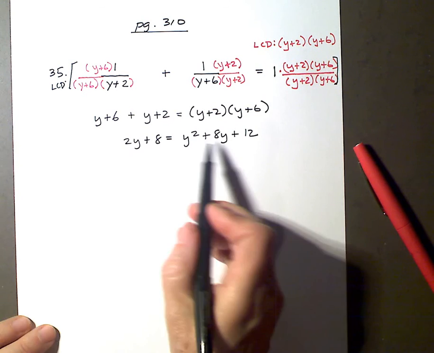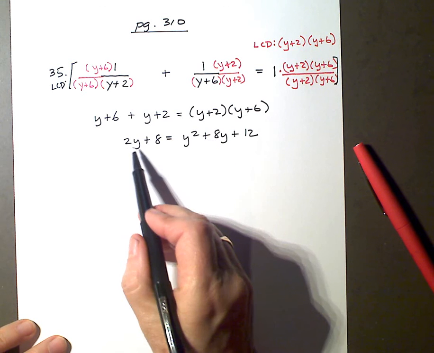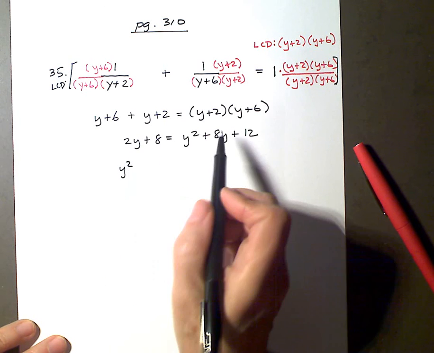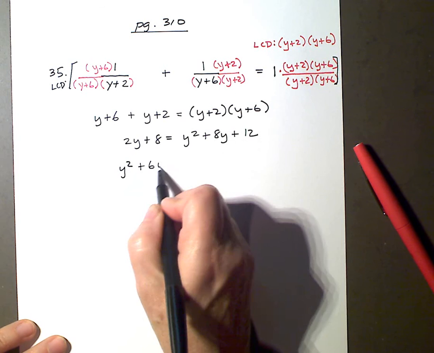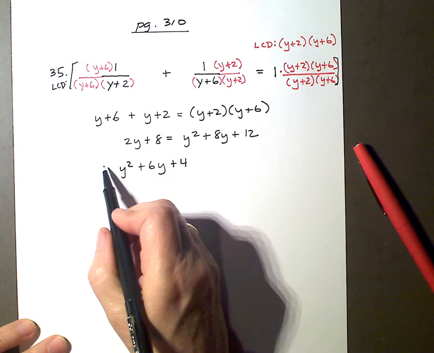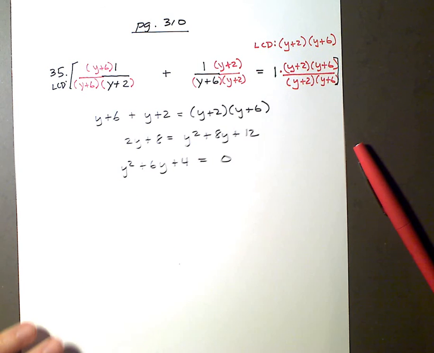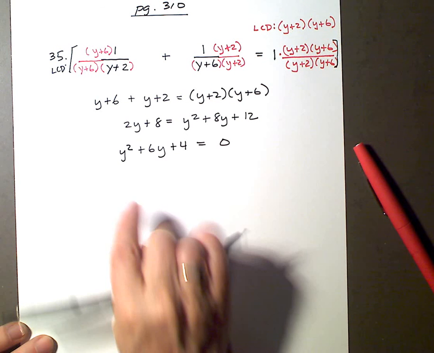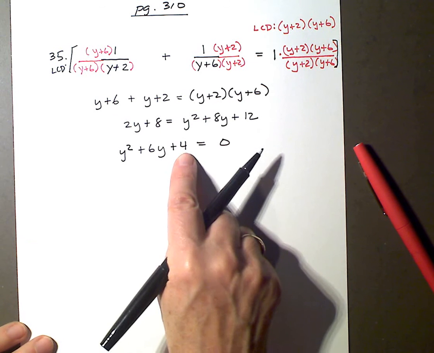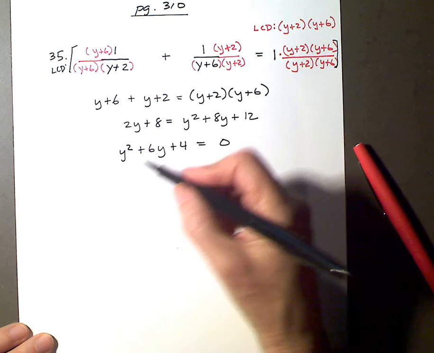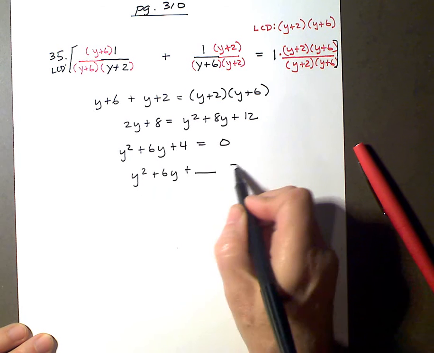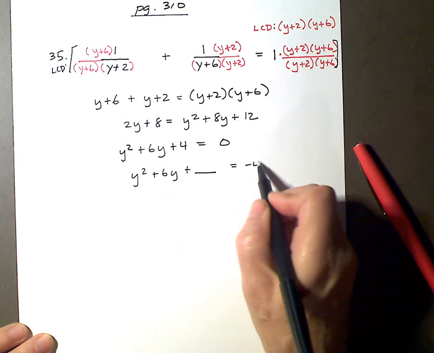I'm going to move this to the left, so I'm going to subtract 2y from both sides. So I will have a y squared on the left, minus 2y minus 2y, I'll have a plus 6y, and minus 8 will give me a plus 4. And instead of putting the 0 on the left, I'll just put it on the right, since I'm used to that. And now I'm going to complete the square. So now we see why this is in the completing the square section, because it can't be factored. There are no factors of 4 that add to be 6. So I'll move that 4 to the other side and leave a blank to complete the square. So minus 4 plus blank on each side.